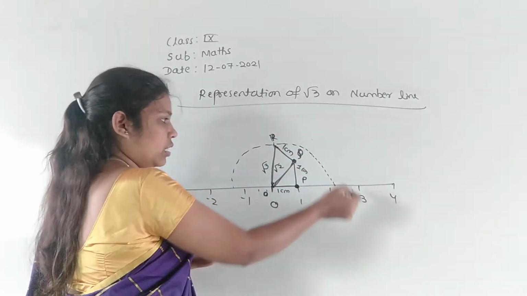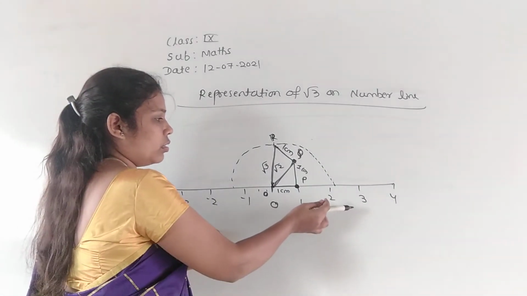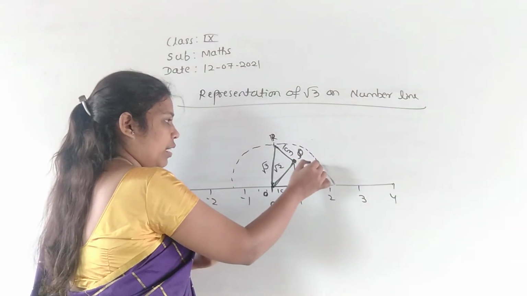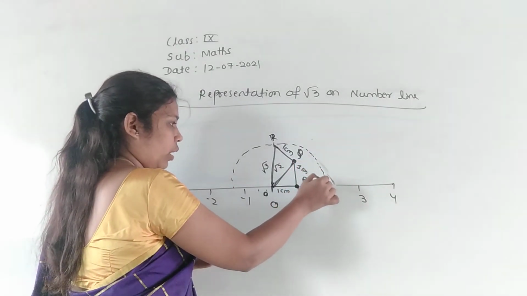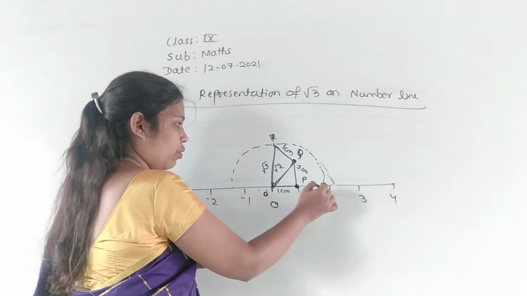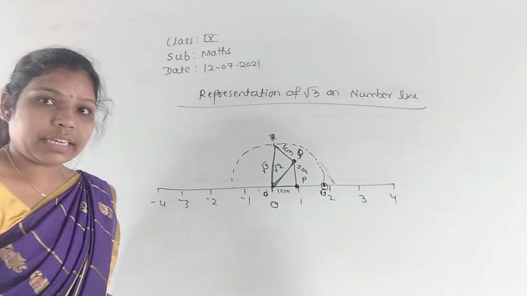So this will be the... I think it's not 2. Okay, it is about 1.7 something you will get. So this will be the representation of root 3 on a number line. Understanding what I am saying here?